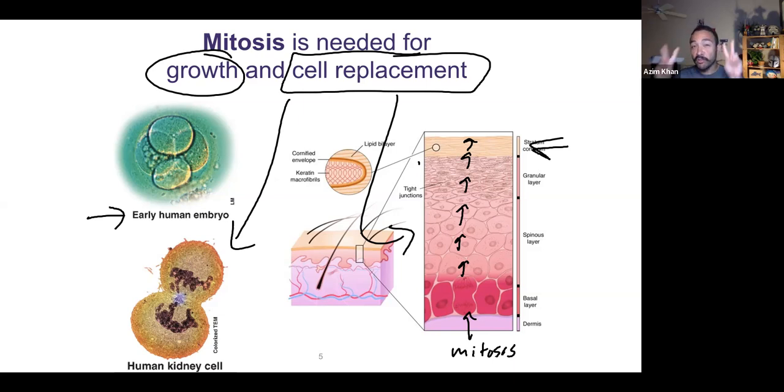That's when a cell knows when it should divide. How does it know? There's a whole set of chemical reactions that we're not going to get into, chemical signaling reactions. You'll learn at least a little bit of that in physiology.